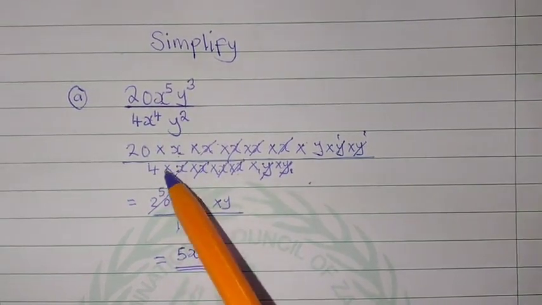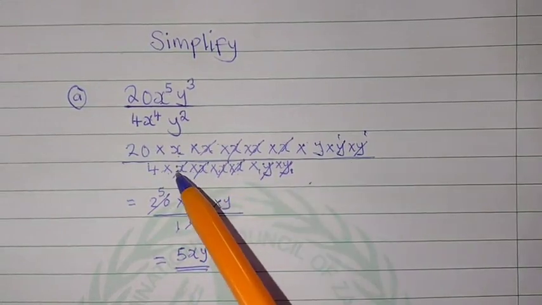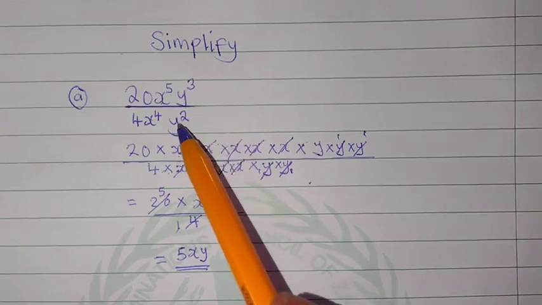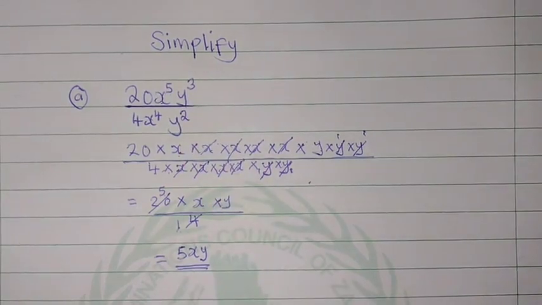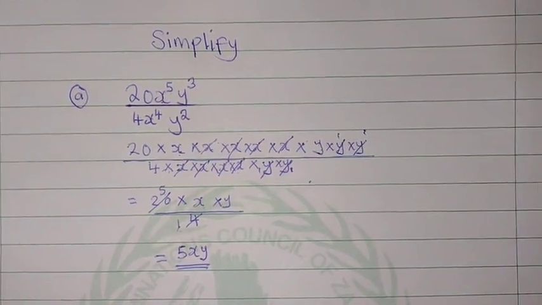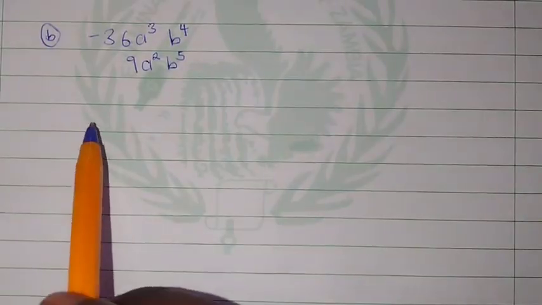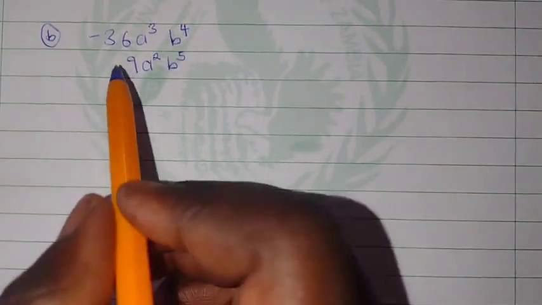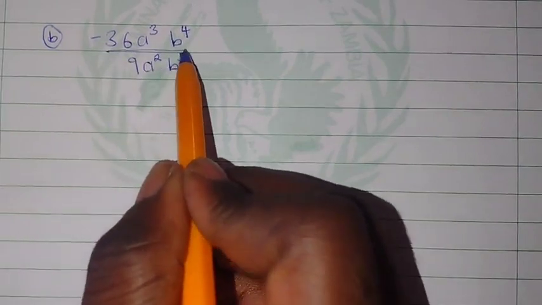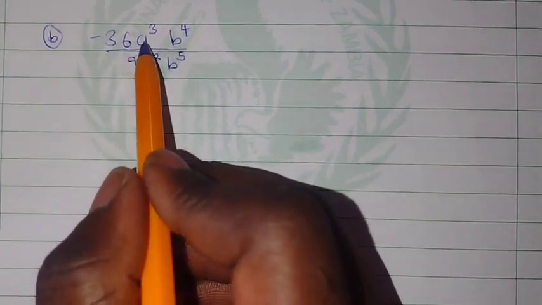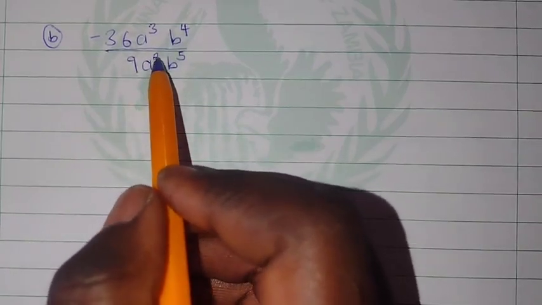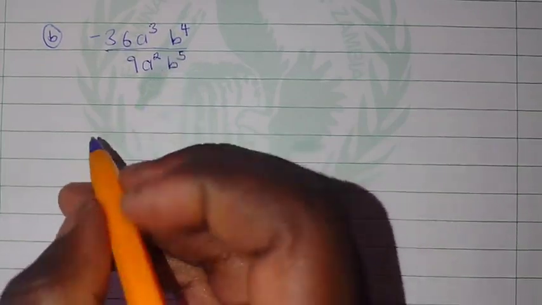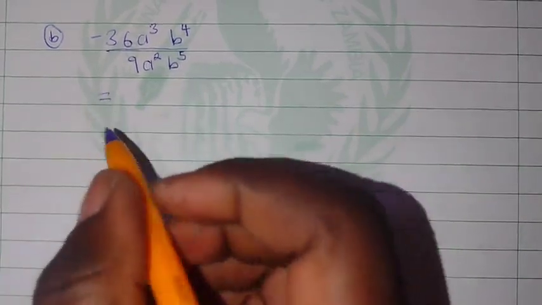But if you don't want to use this method, you can just simplify directly. To those who are comfortable with y squared into y power 3, if you are comfortable with that, it's fine. So let us look at the second question. Alright, so this is our question B right here. So here we are dividing, we have negative 36a power 3 b power 4, divided by 9a squared b power 5.